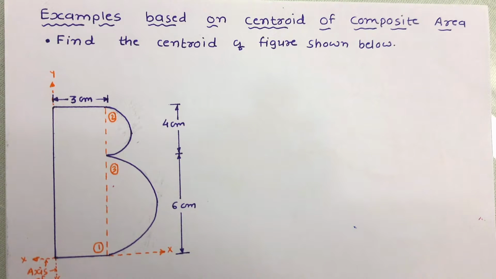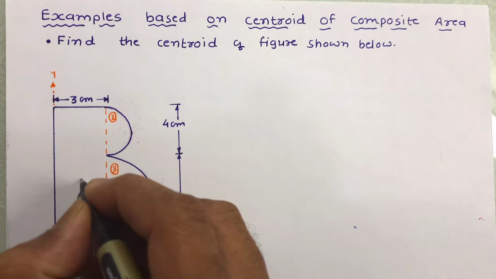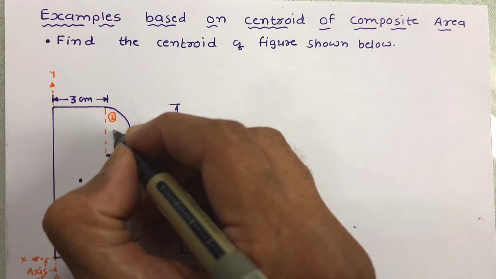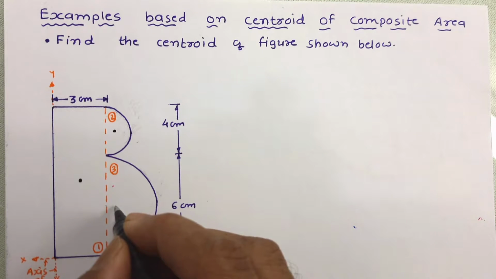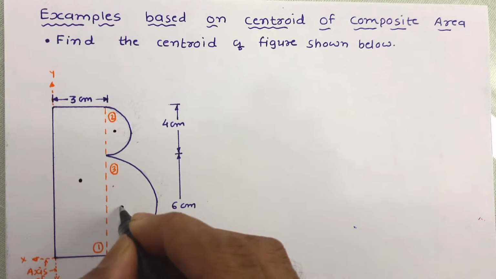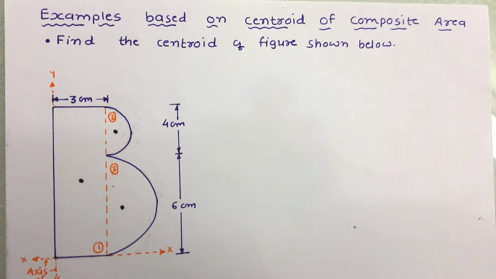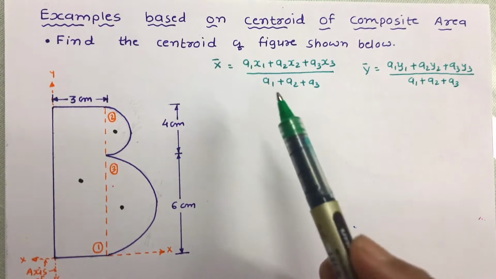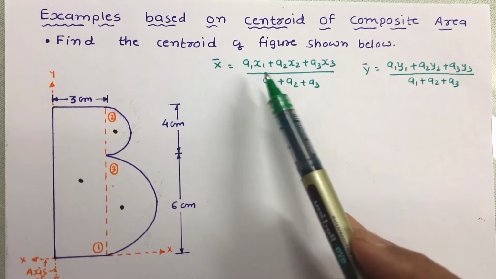Now let us mark the centroid of these three figures. This is the centroid of the first figure. This is the centroid of the second figure, and this point is the centroid of the third figure. Now the next step is to use the equation of centroid to determine the centroidal distance. So let us write the equation of x bar and y bar. We know that these are the equations to work out x bar and y bar.